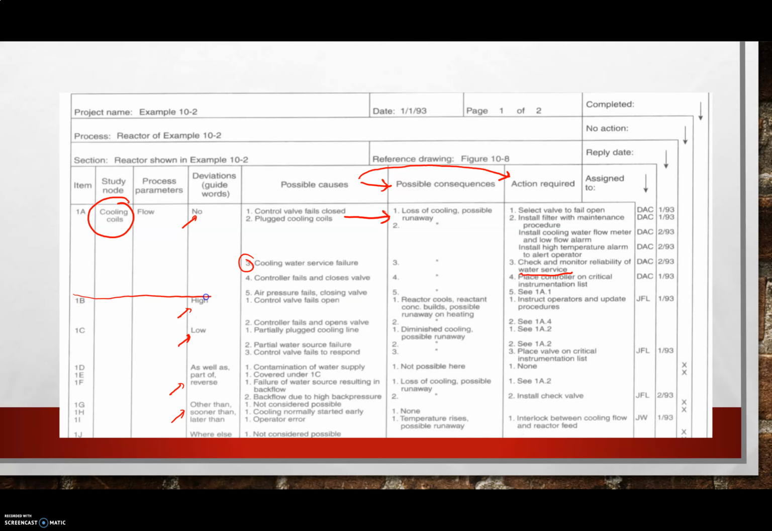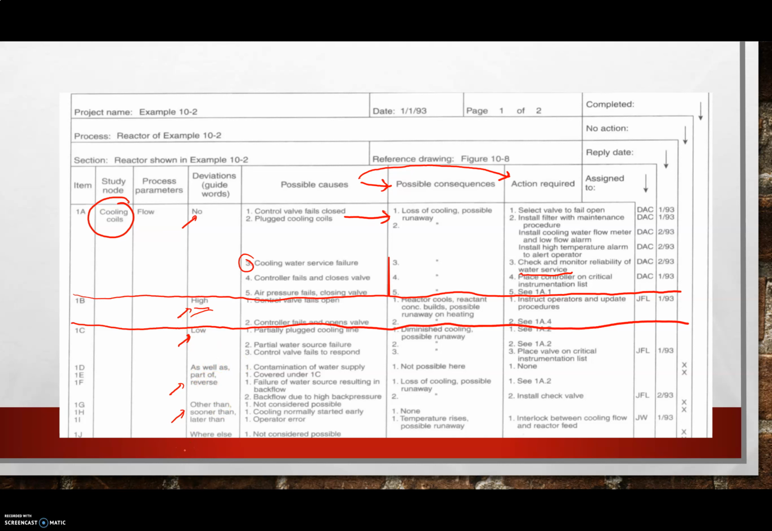Item 1B2 is using high. So high flow in cooling coils. What are the possible causes? What are the consequences? And what is the action required? Then we start another one, 1C, the same study node with low, as well as part of, reverse, and so on.